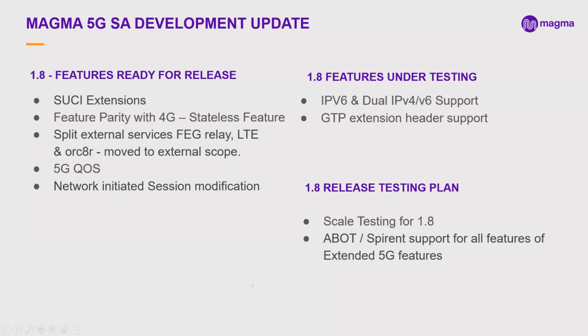With the 5G SA, we have 5 features which are ready for release. 2 features are very much in testing, plus they are waiting for PRs to be merged related to IPv6 and GTP extension header. We'll talk on those. And in parallel, we are continuing the scale testing and regression testing, and the test cases in the CI are continuing.